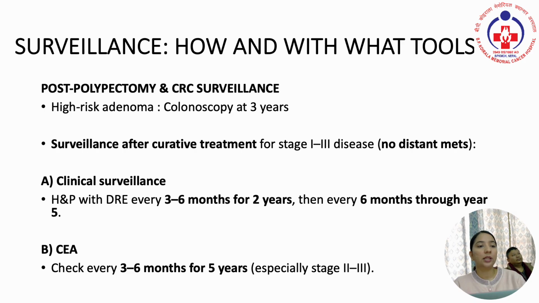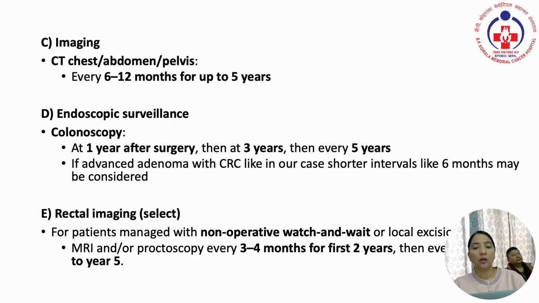And CEA in the blood can be checked every 3 to 6 months for 5 years, especially in stage 2 and 3 cancer, to look for recurrence. And for imaging, CT chest, abdomen, pelvis, to look for distant mets and recurrence, is done every 6 to 12 months up to 5 years.